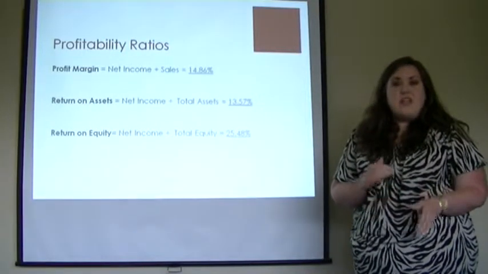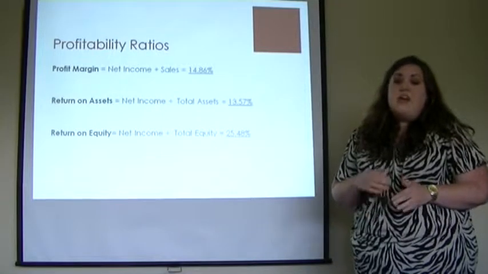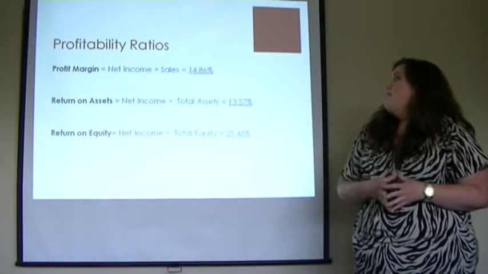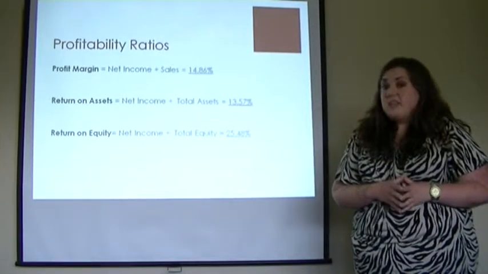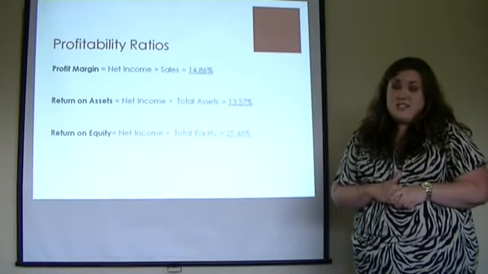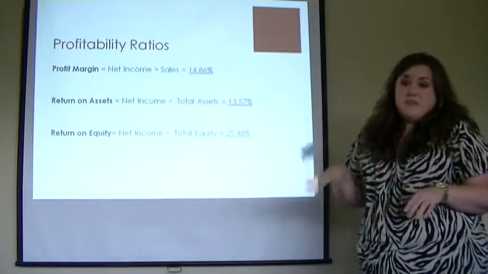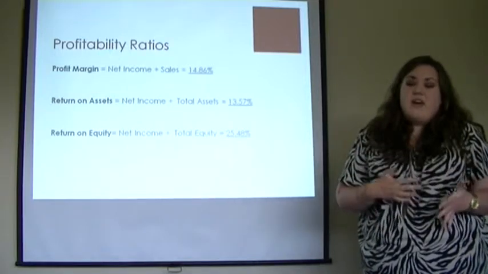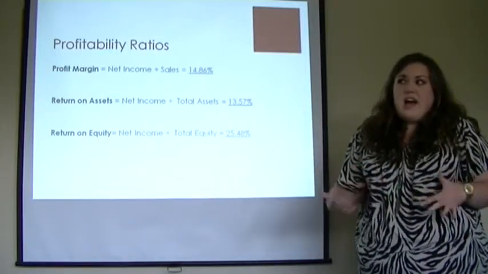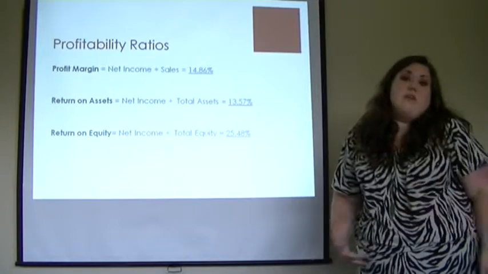That's the net income divided by the total equity, which in this case for 3M is 25.48%, and I'm very happy with that as an investor. So these numbers are making me feel really good, and that's a big way of deciding whether or not I feel okay investing my own money in this company.